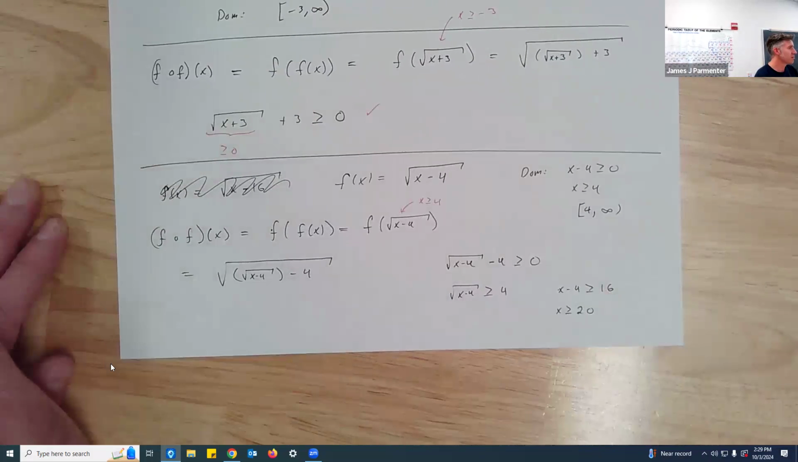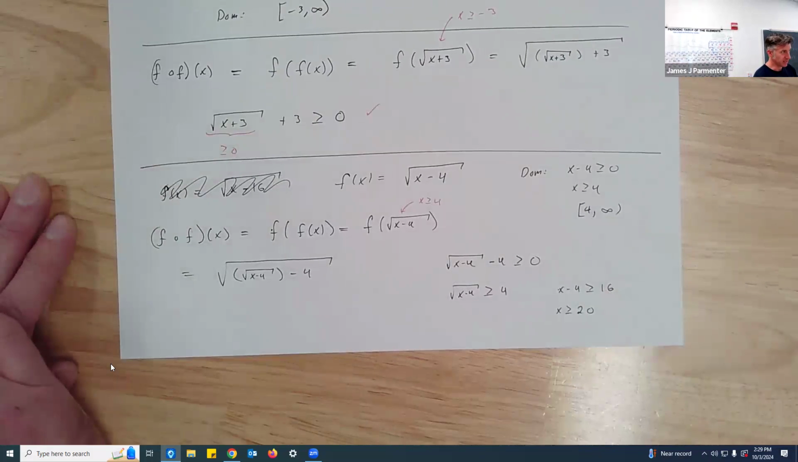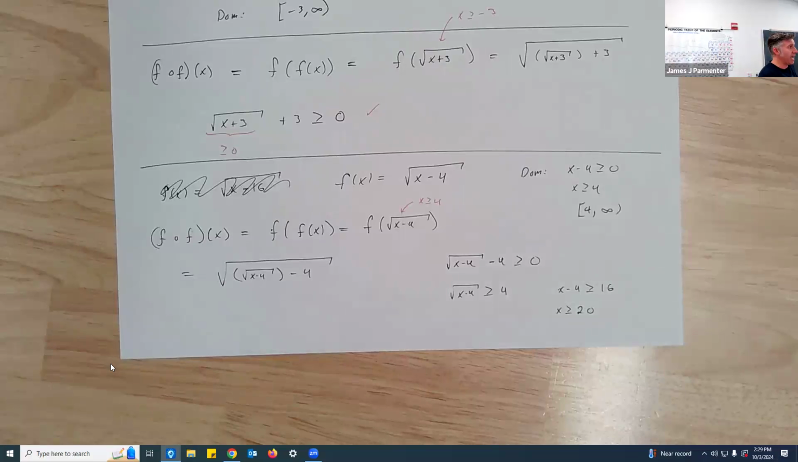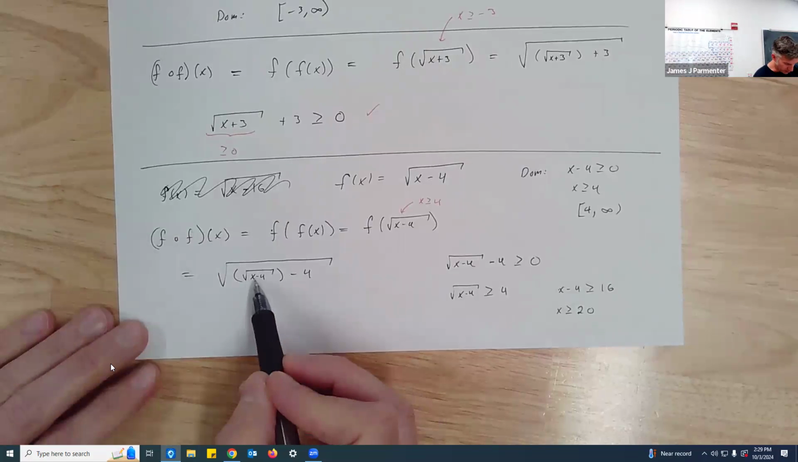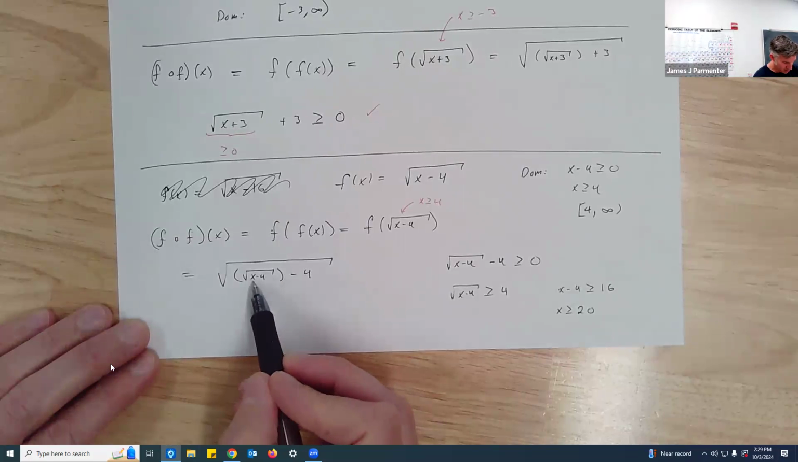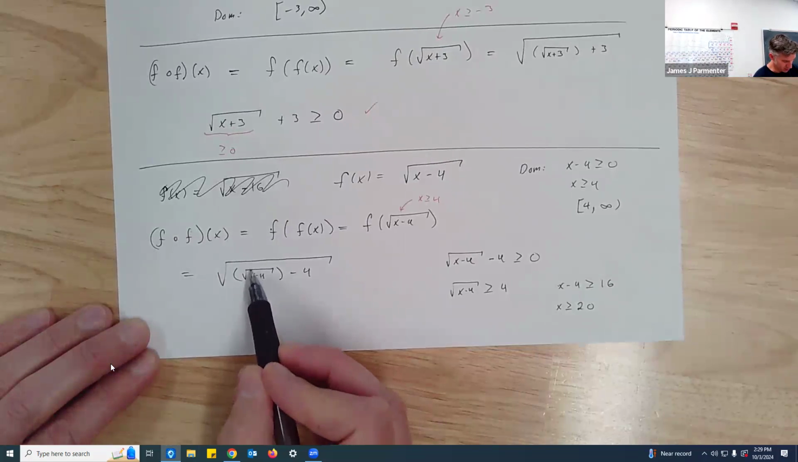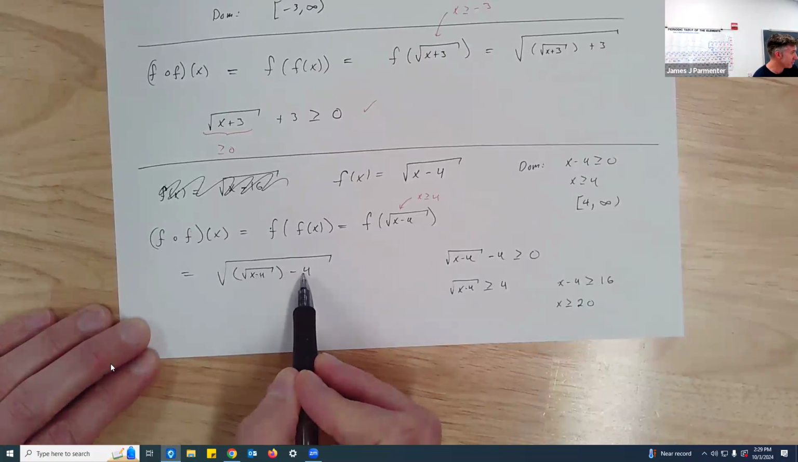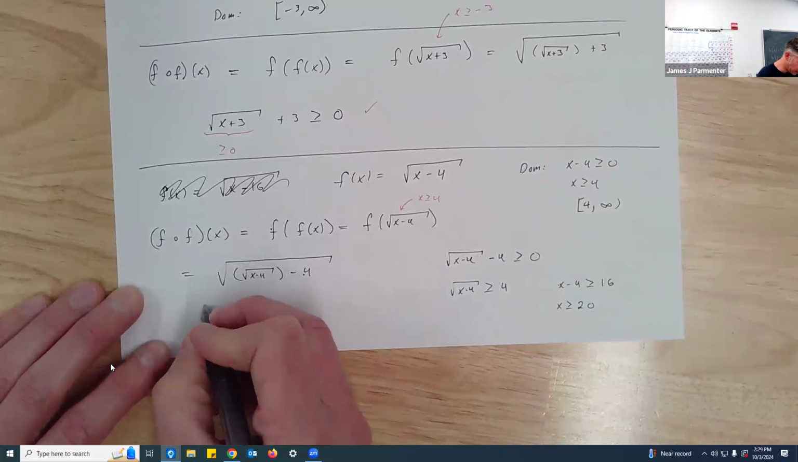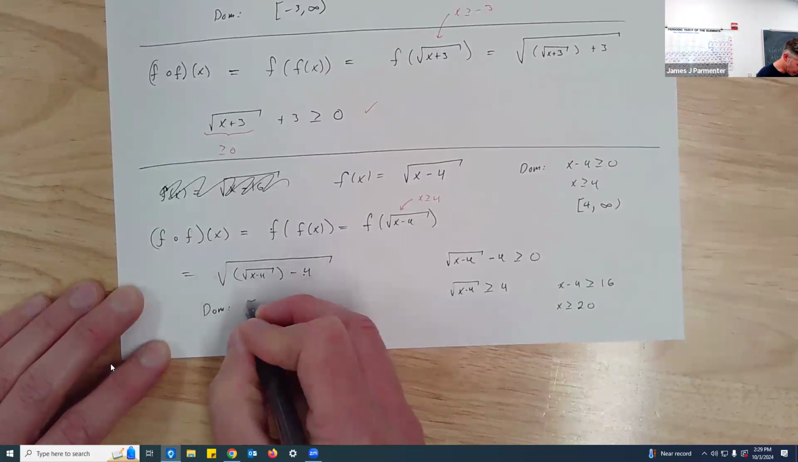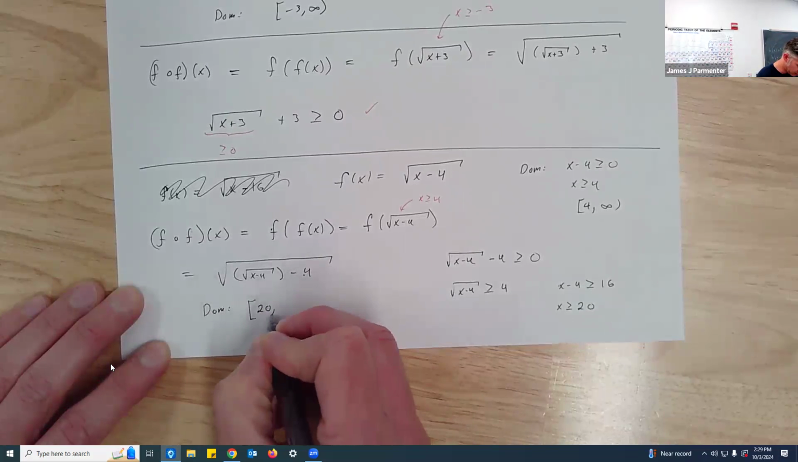So my domain here actually is a lesser region. It's not everything from 4 to infinity. I'm cutting off all the stuff between 4 and 20, and then we can say everything from 20 to infinity. Even though I could totally plug in like 5 right here, 5 minus 4 is 1, the square root of 1 is 1, and 1 minus 4 is negative. So my domain for this composition is everything from 20 to infinity.